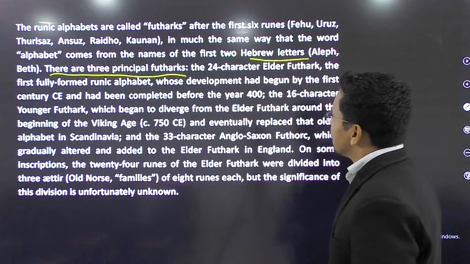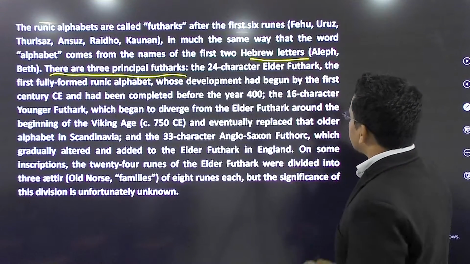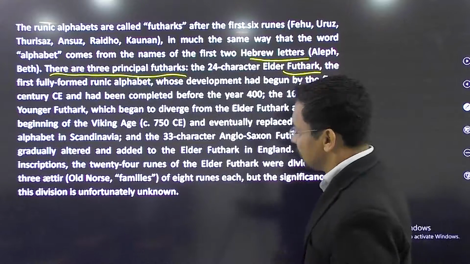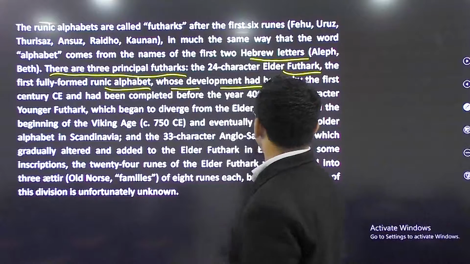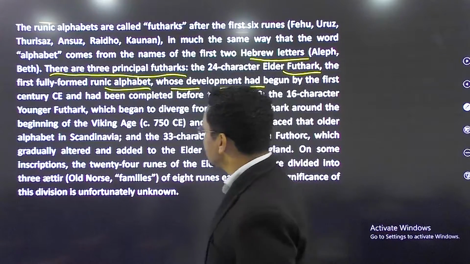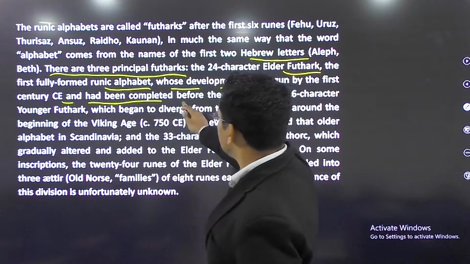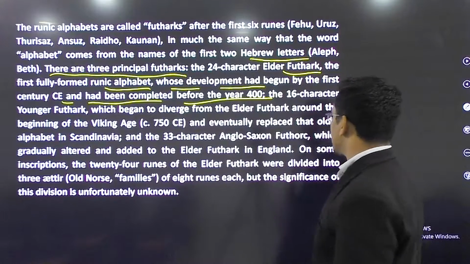चलिए, so 24 character Elder Futhark, first fully formed runic alphabet whose development had begun by the 1st century CE and had been completed before the year this much.